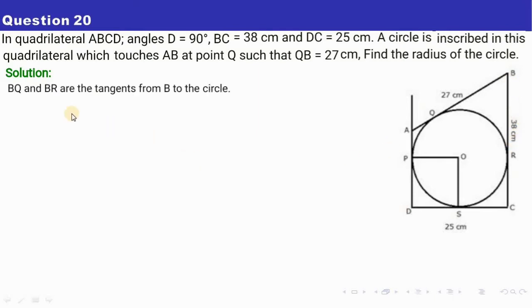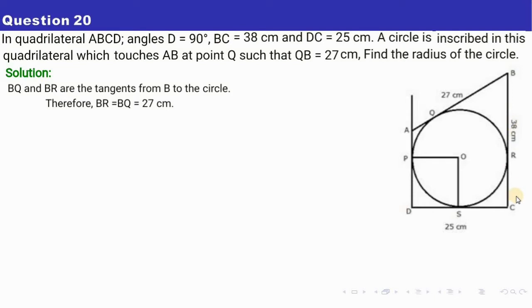Okay, so we have BQ and BR are the tangents from B to the circle, so that's why they will be equal to each other, right? So BR and BQ both will be equal to 27 centimeter, right? So BQ is given to be 27, so that's why BQ and BR both will be equal to 27 centimeter. Now we know the length of BC, which is 38 centimeter.